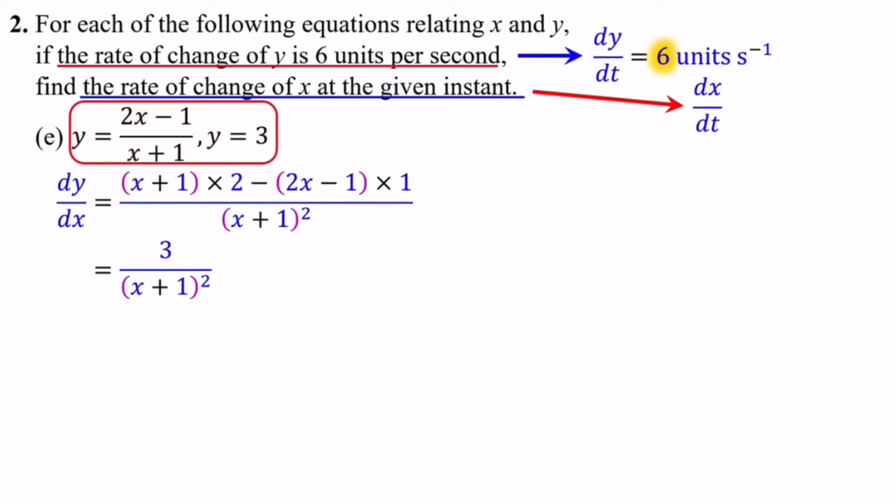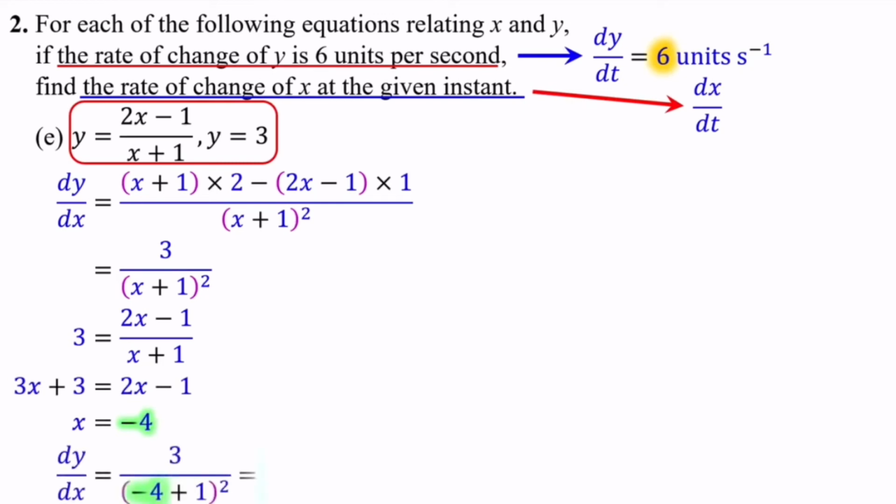We were given y. So that means we need to solve for x by substituting y equal to 3 into the equation. So finally 3x plus 3 equals 2x minus 1, that means x is equal to negative 4. So after substituting x equal to negative 4, dy/dx will be 3 over (negative 4 plus 1) squared, right? Then only we can solve for dx/dt, right?